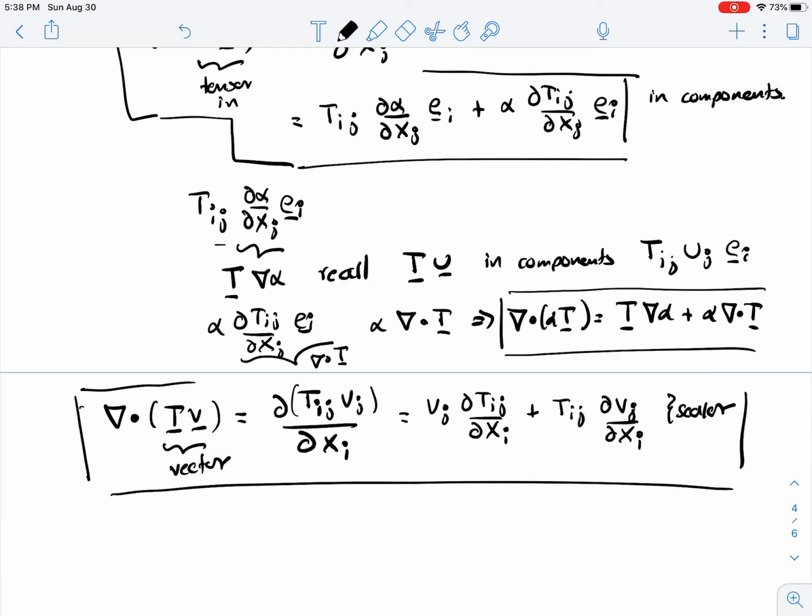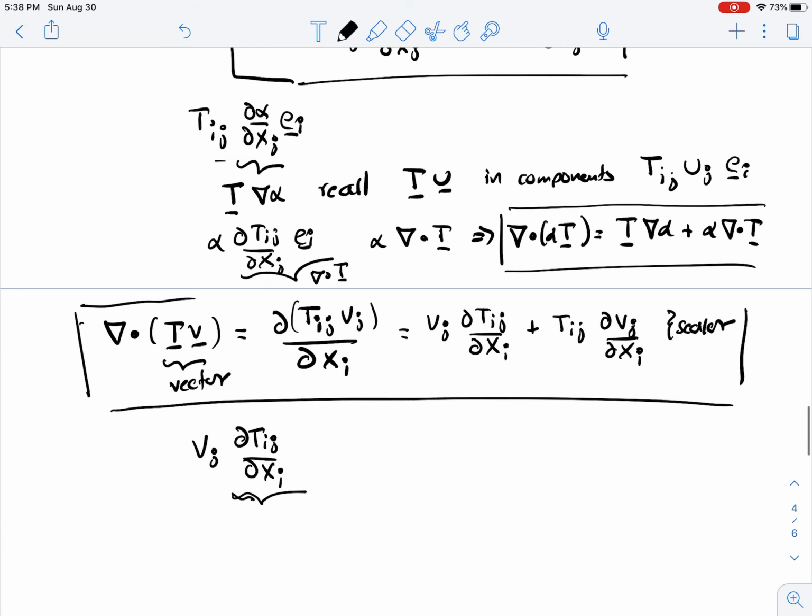So what if I want to go back and not have Tij or Vj or Vi? I just want to have vectors and tensors. So let's see what is each one of these. So here we have, what is this Vj partial Tij partial xi? So this looks like a gradient of, this looks like the divergence of the, almost looks like the divergence of T, right?